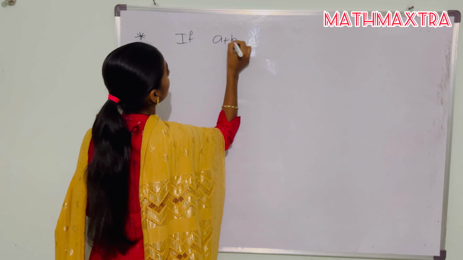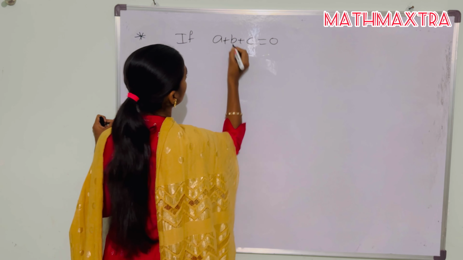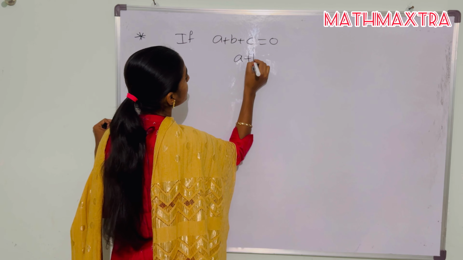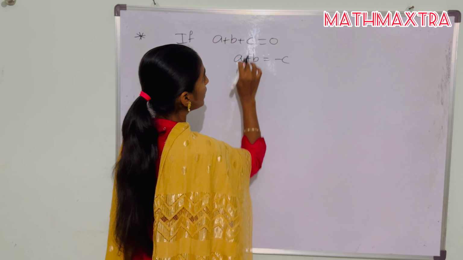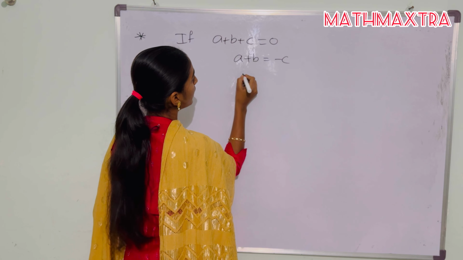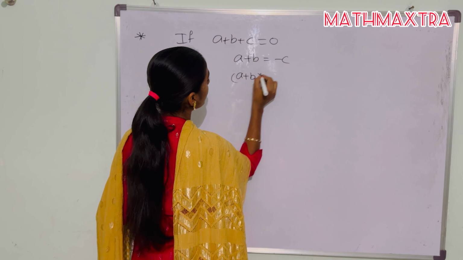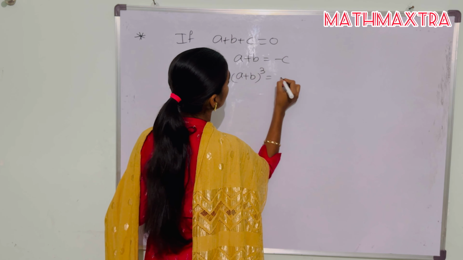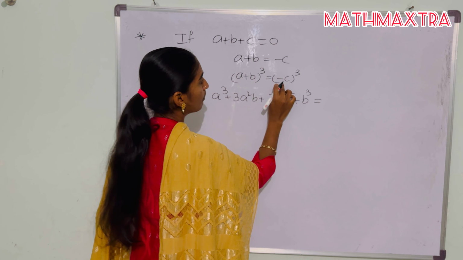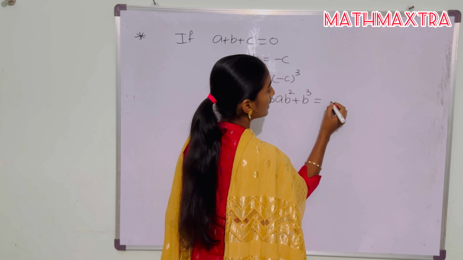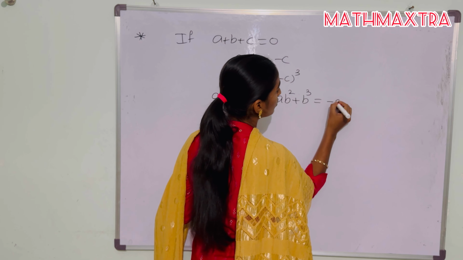If a plus b plus c is equal to 0, how can you write this? a plus b is equal to minus c. You take this c to the right side. You cube on both sides. (a plus b) whole cube is equal to (minus c) whole cube. So we know the (a plus b) whole cube formula, which is a cube plus 3a square b plus 3ab square plus b cube, which is equal to (minus 1) whole power, odd power is always minus, right? And c cube.